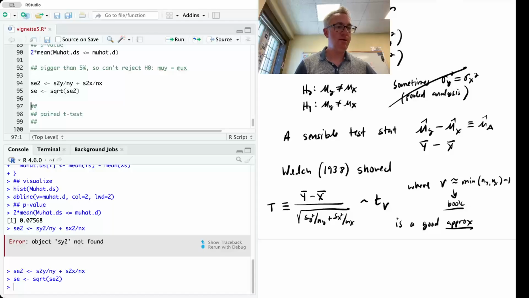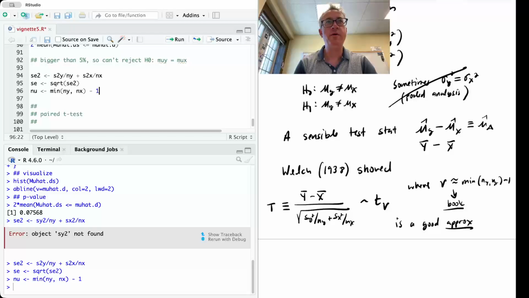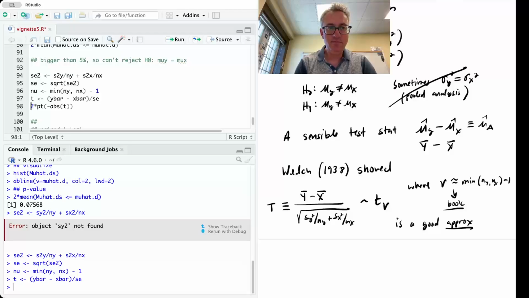Okay, and then my degrees of freedom is the minimum of ny and nx minus 1. Again, that's not quite right, but it's good enough for this live example. Keeps it kind of simple. And then the p-value is 2 times pt minus absolute value of the, oh, I didn't calculate the t-statistic. I got a little ahead of myself. The t-statistic is y bar minus x bar divided by the standard error. And then I can do that with new degrees of freedom.